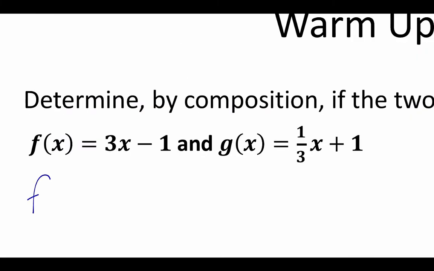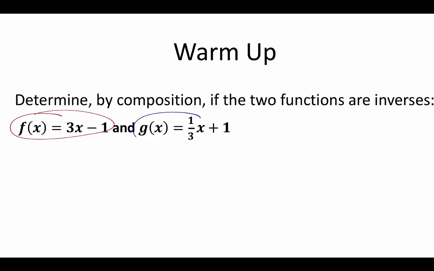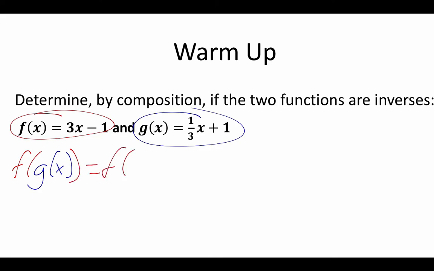So let's start off by doing, I'm going to color code this. Let's do f of g of x. I'm going to start, f of x is going to be red, g of x is going to be blue. So with that, we're going to do f of g of x. In other words, we're going to replace the x in f of x with all of g of x. So we're going to replace the x's with 1/3 x plus 1.